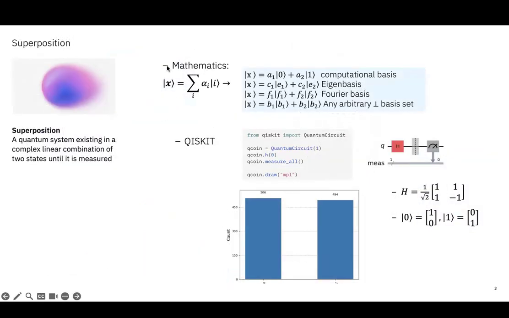In general, these vectors can be represented in this form, like some coefficient times some basis representations, what we call superpositions. That means it exists in a complex linear combination of two or multiple states. Here it is two. So I can represent the vector in terms of computational basis, eigenbasis, Fourier basis, or any arbitrary basis. To create superpositions on a quantum circuit, we typically use the Hadamard gate, and the Hadamard gate is a 2 cross 2 matrix, with 1, 1, 1, minus 1 as the components.